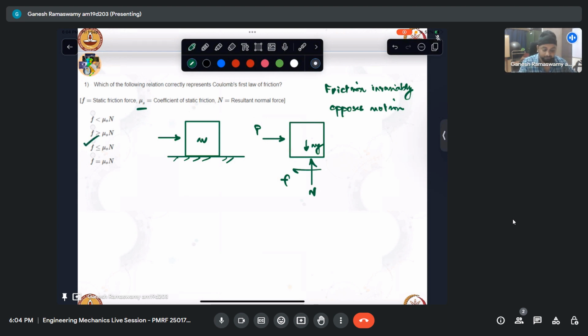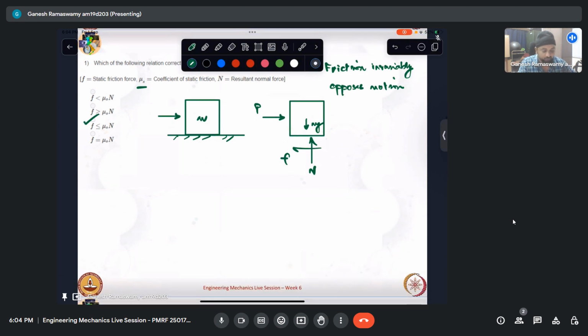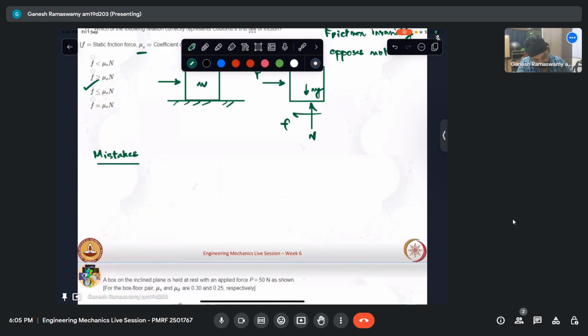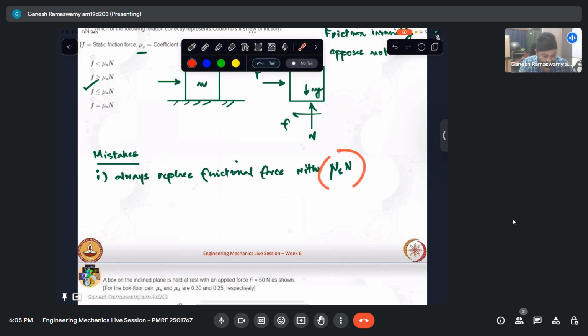Now it needs to be understood that there are two common mistakes people commit while solving problems of friction. One mistake is that they always replace the frictional force with mu s N, which is not always the case. This happens to be the limiting value.